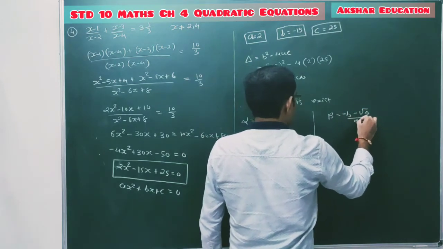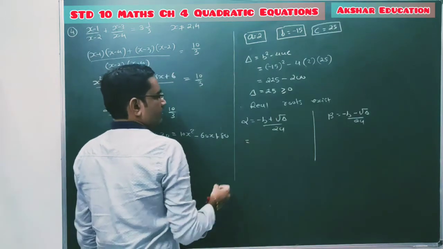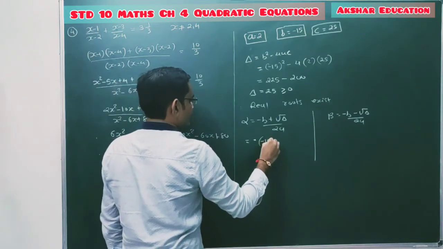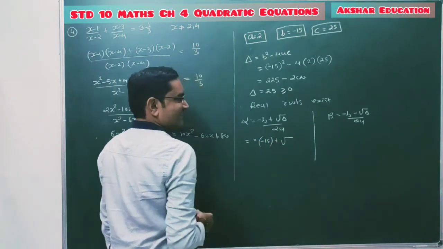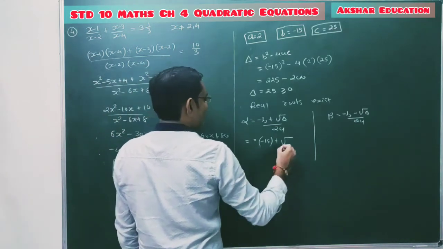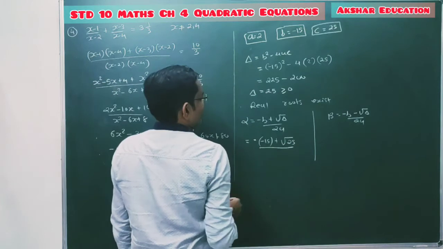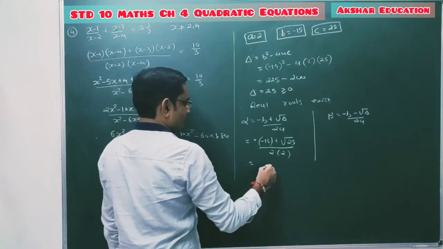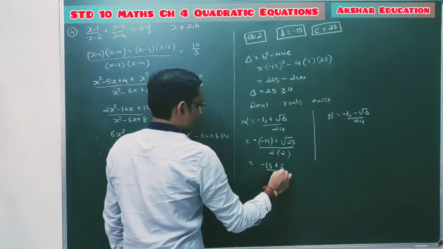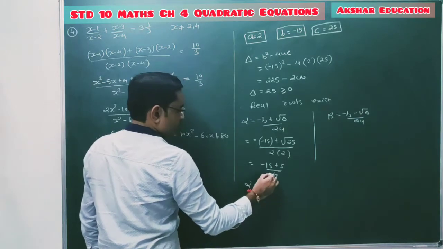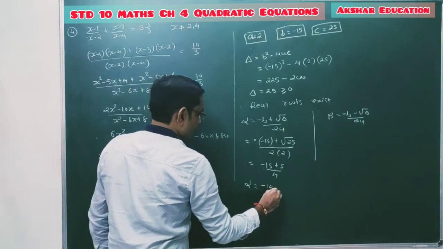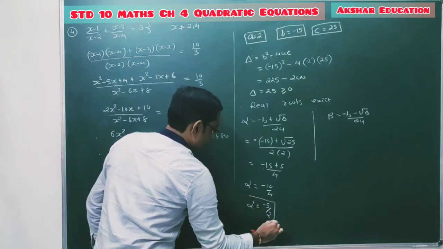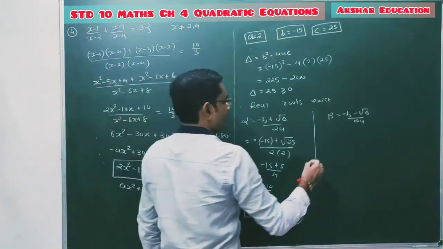of delta by 2a. So alpha is minus b. What is b? It's minus 15, plus square root of delta. Square root of delta is square root of 25, divided by 2a. So this is equal to minus 15 plus 5 by 4. So alpha is equal to minus 15 plus 5, that is minus 10 by 4. So alpha is equal to minus 5 by 2. That is the first root. Second root is beta.